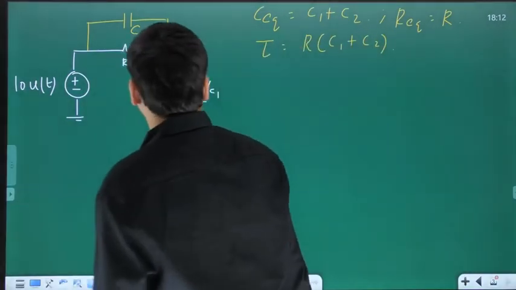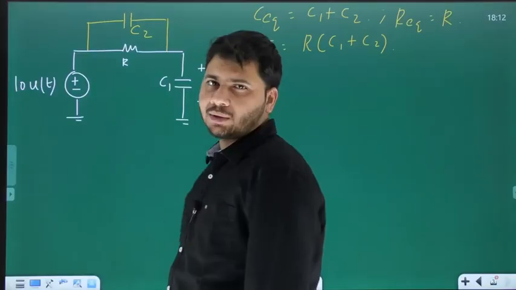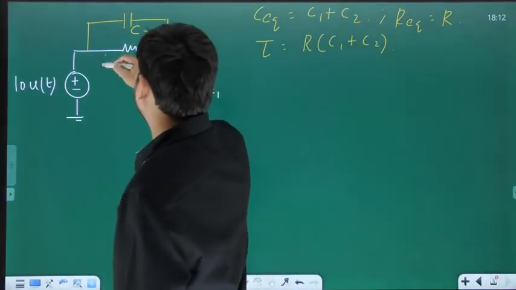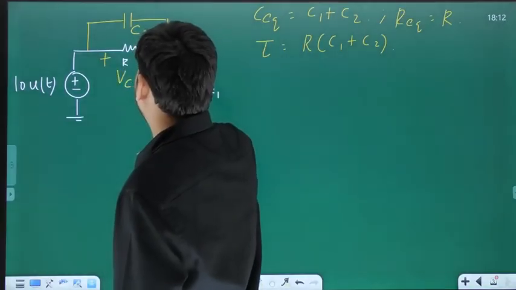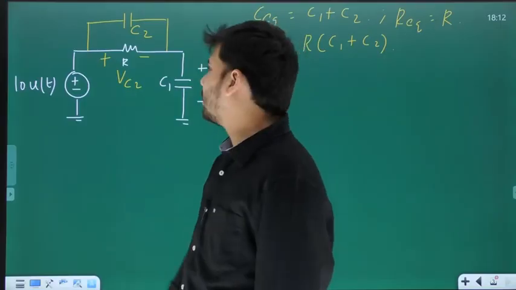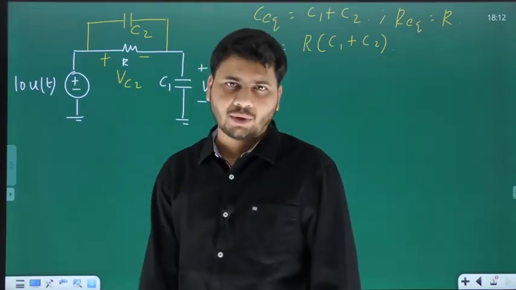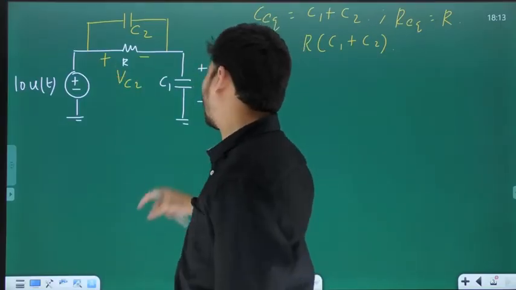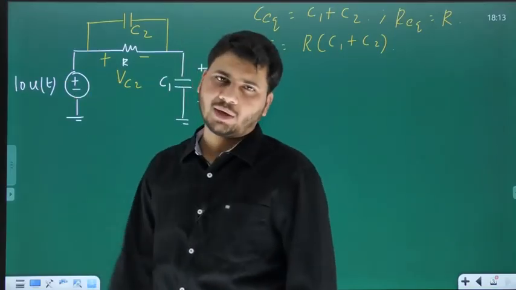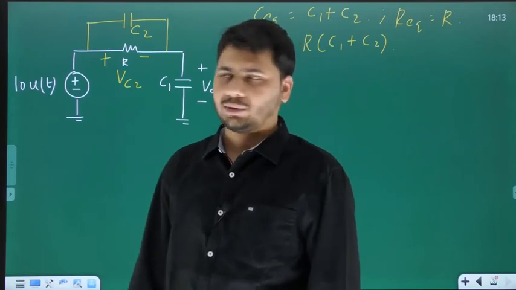Now let's find out how VC1 is going to vary with time. And let me call this voltage drop VC2, because after all, R and C2 are in parallel. Always they are going to have the same voltage drop. So this one is VC2, this one is VC1, and this is the applied voltage, which is 10 times u of t, okay?